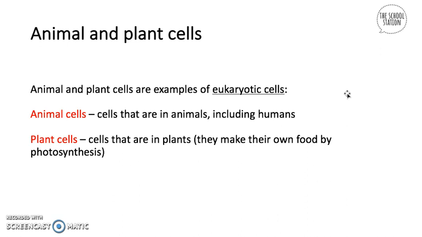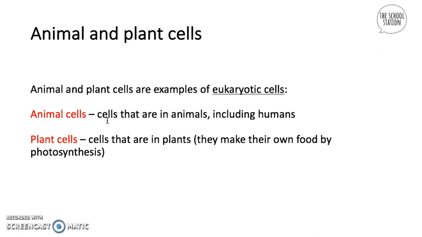So animal cells are cells that are in animals, including humans. Any animal that you'll find, for example, a snake, an elephant, a giraffe, any type of animal you may find, they all have cells inside them, and these are called animal cells. Obviously, there are different types of animal cells, which we're going to be looking at in the specialized cells video, but do not worry about that too much. The next one that we have is plant cells, and obviously, you may have guessed it, they're the cells that are in plants, and they make their own food by photosynthesis.